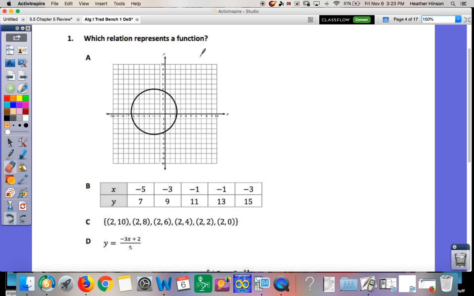Number one, which relation represents a function? So for function, you want to make sure that all your x's are different. For a graph, that just means your vertical line test. If I draw a line through the graph, does it hit more than once? Yes. So that is not a function.